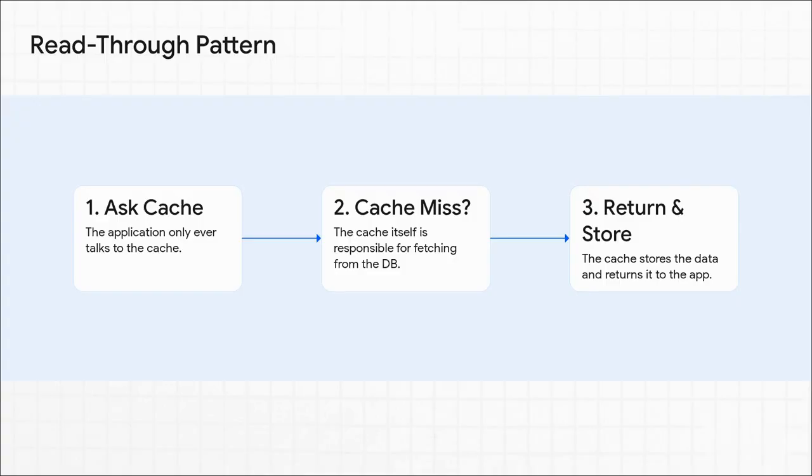Now, compare that to the read-through pattern. Here, the application gets a whole lot simpler. It only ever talks to the cache. If the cache doesn't have the data, the cache itself is smart enough to go fetch it from the database. This basically moves all that complexity out of your app and into your caching layer.